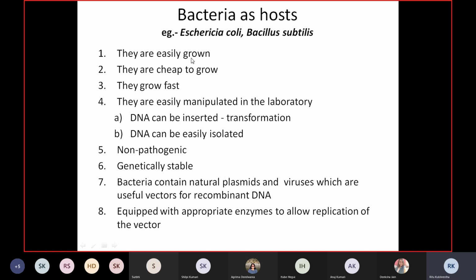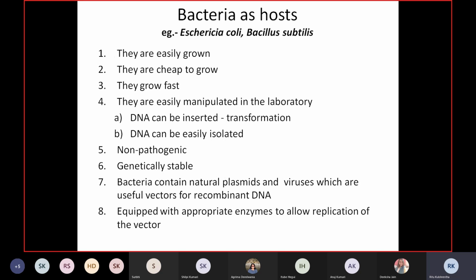One, that it is very easily grown. It just needs few chemicals to be grown in the lab, and you know how cheap LB is, and bacteria just grow very fine in that. And you will realize the difference between maintaining bacteria and growing it in a lab versus if you are using a mammalian cell. So mammalian cell maintenance requires lots of money, maybe 100 times more than just maintaining bacteria.